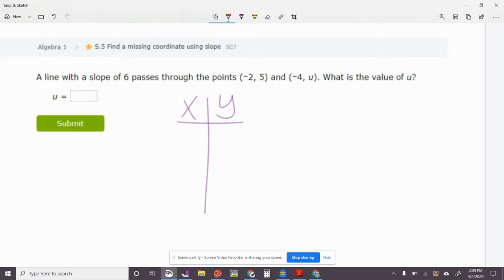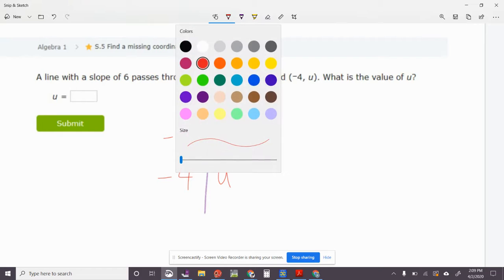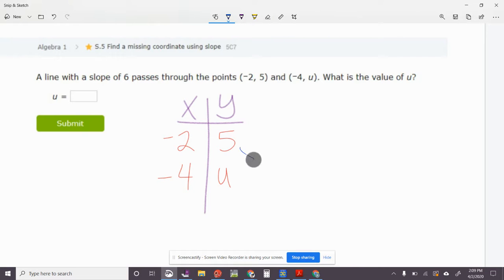And I happen to know that X has a value of -2, Y has a value of 5. So if X has a value of -4, U is the value I'm looking for. I'm going to start by finding the relationship of the change in Y. Well, I don't know what that relationship is yet because I don't know the value of U. So I'm going to leave it blank in my mind.